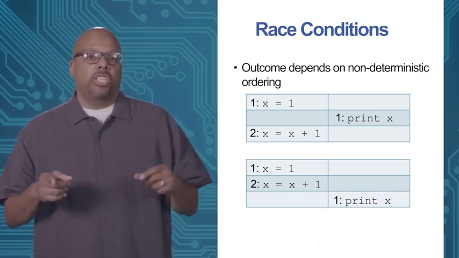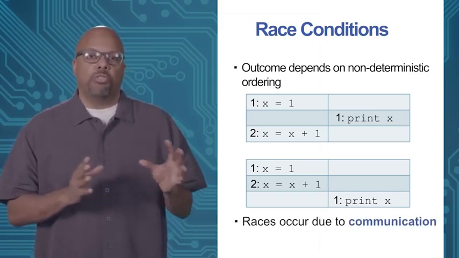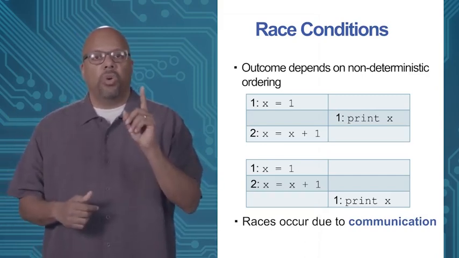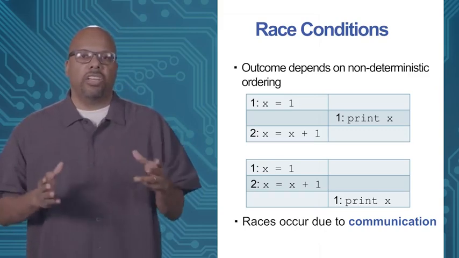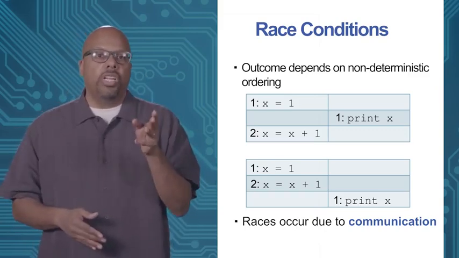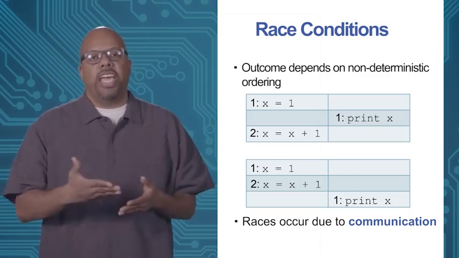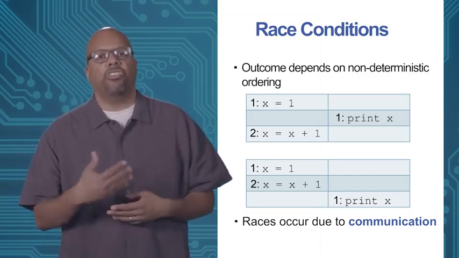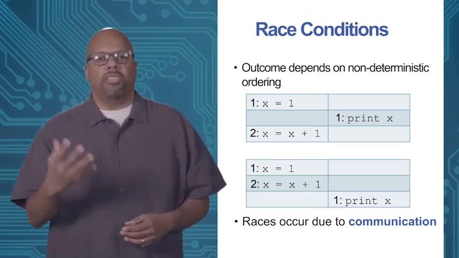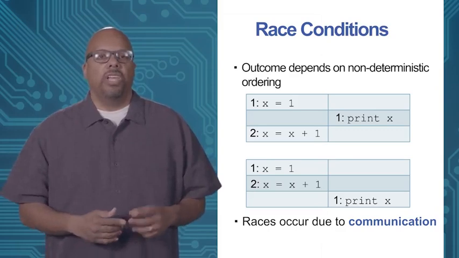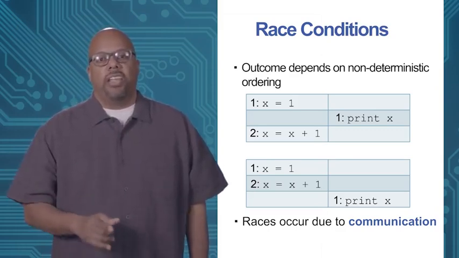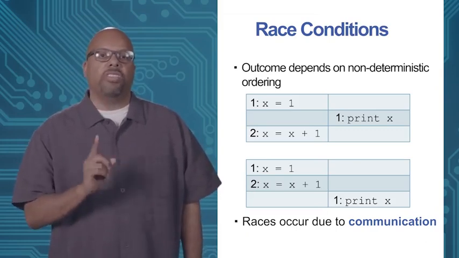Race conditions occur due to communication between tasks, or Go routines that we're going to talk about. So there's communication between these 2 tasks. I don't know if you see it, but they're communicating on variable x. The task on the left is writing to x. It's assigning x to 1 and assigning x to x plus 1, which is 2. The other task on the right is reading from x and then printing it. So they are communicating through this shared variable called x. And that's communication, and that's where race conditions occur.